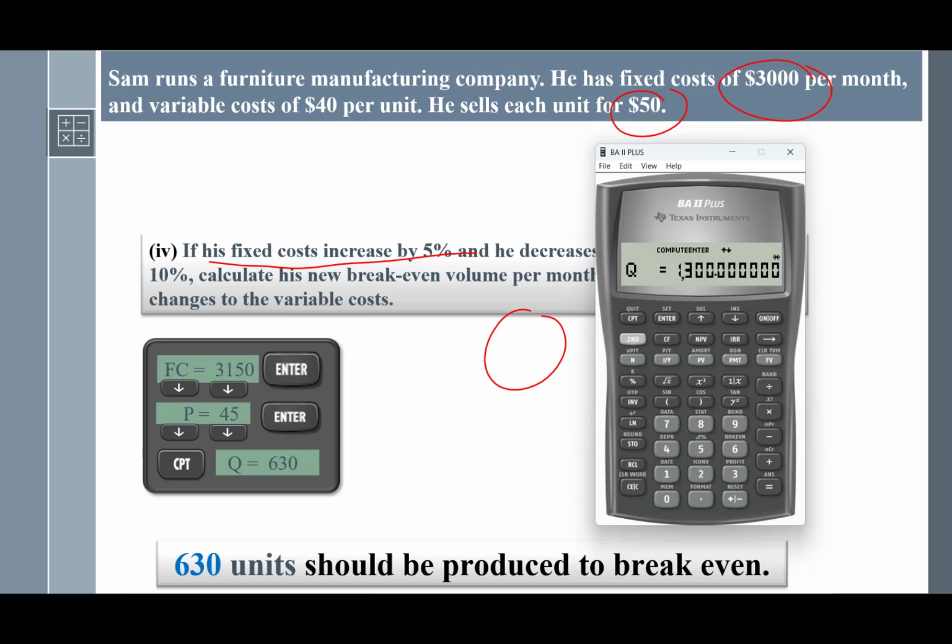But here I'm still looking for the units. What if I'm looking for the profit? If they said, for example, if they sell 500 units, what's the profit they're going to make? So I'm going to enter the 500 units, go back to profit, and press CPT. They're going to make $2,000 in profit.